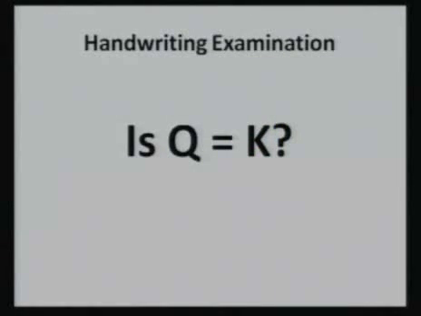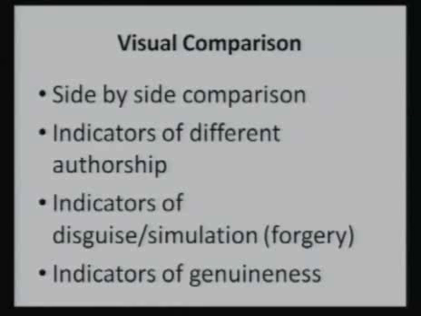So what is the purpose of handwriting examination? Basically, it's to determine whether a questioned writing was written by the known writer. That's basically what we're asked to do in handwriting examination. We do it now by side-by-side comparison. We begin looking at indicators of different authorship, indicators of disguise or simulation. And I know we have some computer scientists in the room, so by simulation I mean forgery.